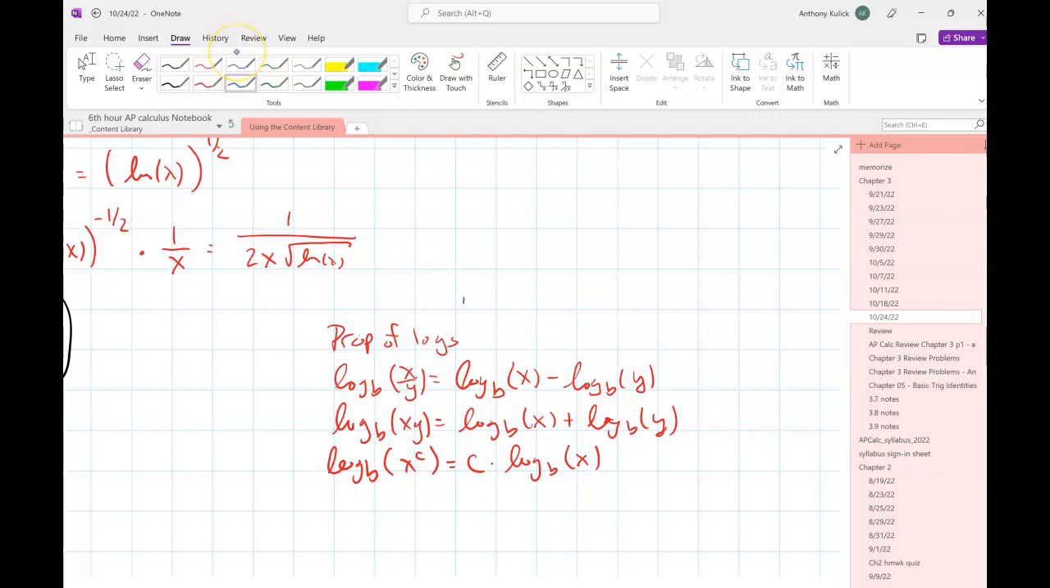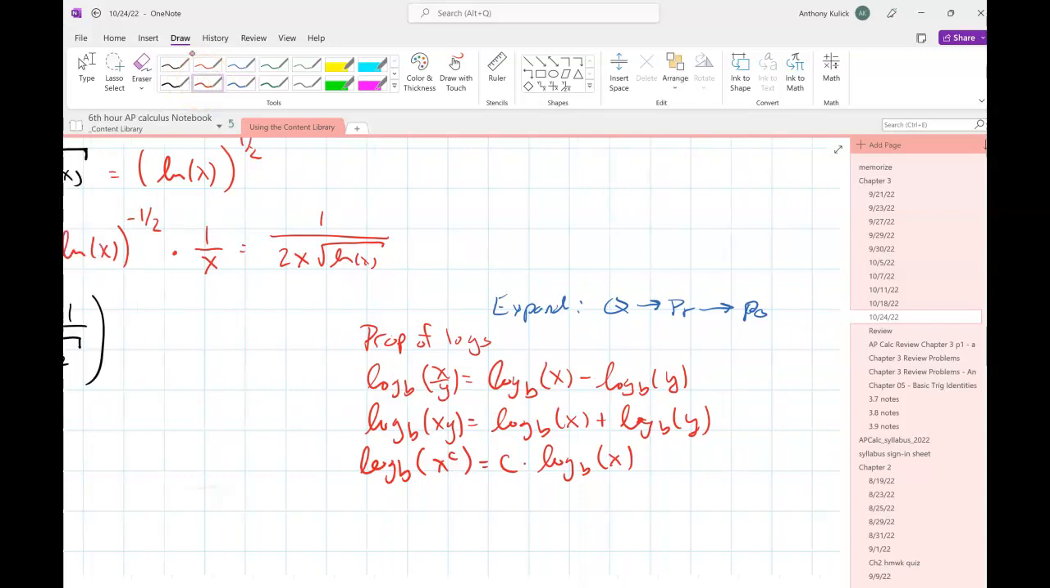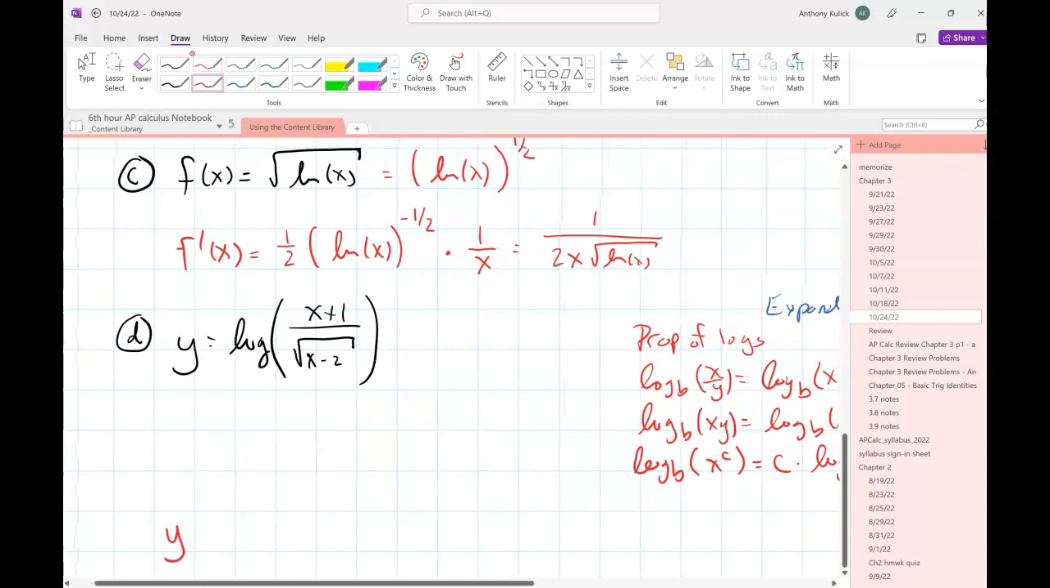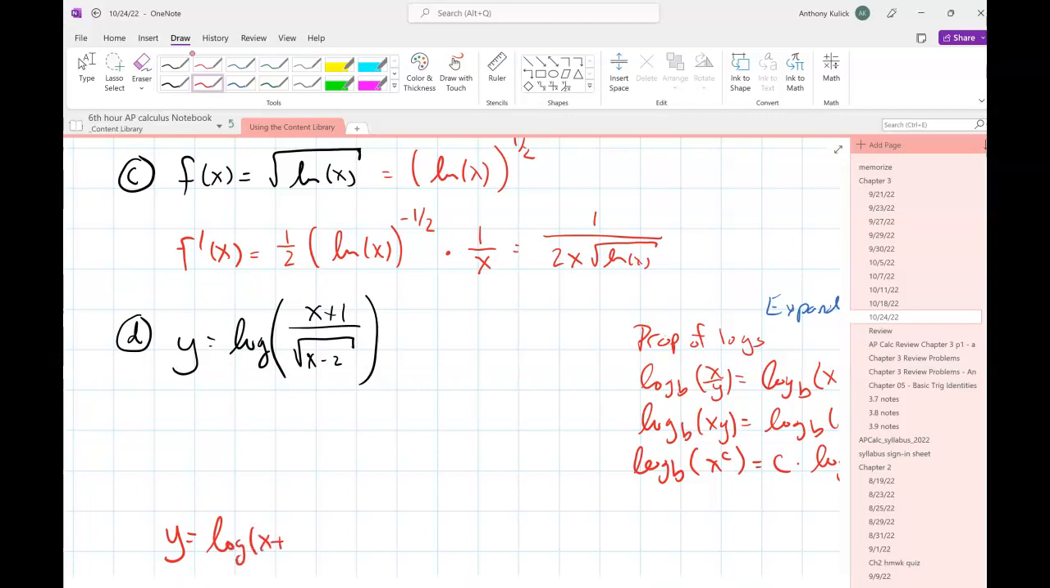So remember, what we'll be using these for is to expand. Typically the order that we want to go when expanding is quotient, product, power, unless we have a parenthesis indicating to us that we need to go in a different order. But that's the typical order for expanding. So that's what I would start with in this problem. So I notice there is a quotient, so I'll write that as log of the numerator minus log of the denominator. What was the order again? Quotient, product, power.